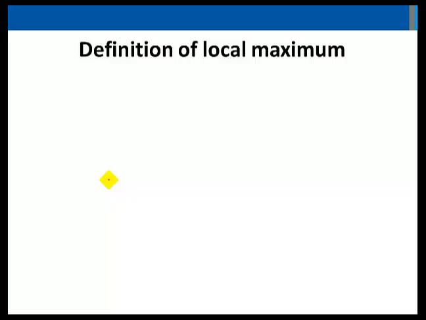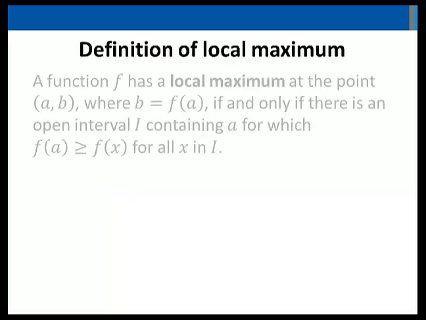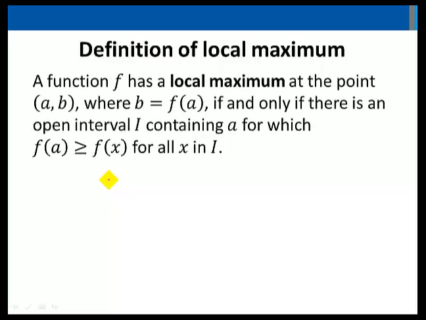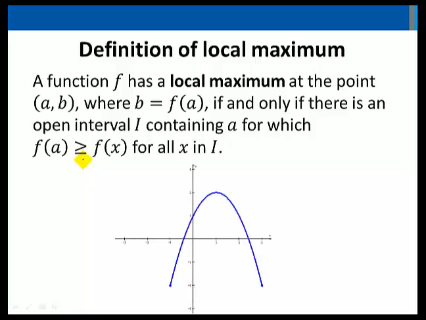Okay, definition of local maximum. A function f has a local maximum at the point (a, b), where b equals f of a, if and only if there is an open interval I containing a for which f of a is greater than or equal to f of x for all x in I. Okay, so here is an example of a graph that has a local maximum at the point (1, 2).